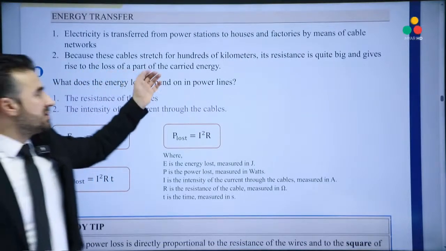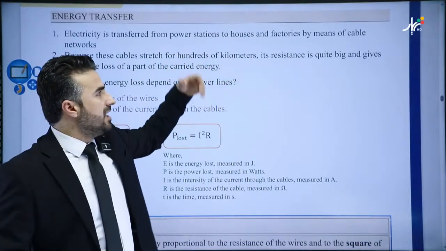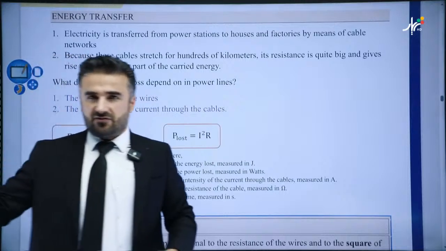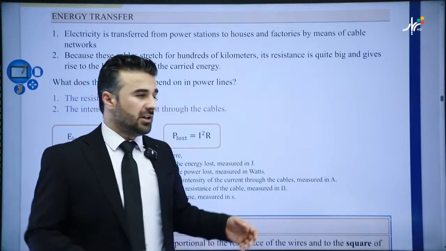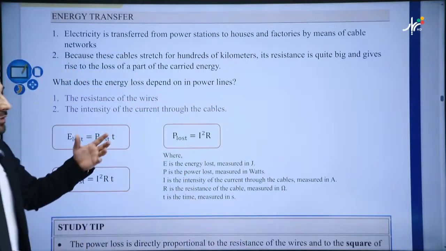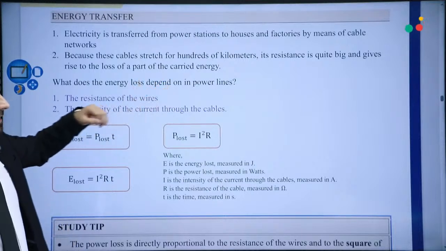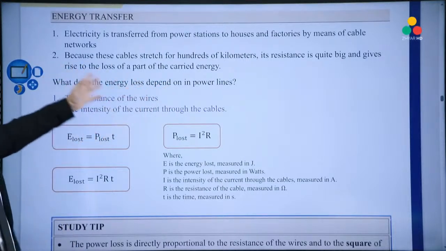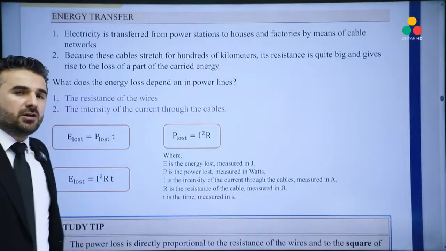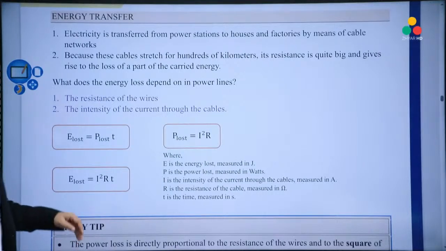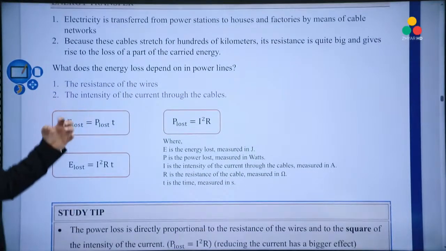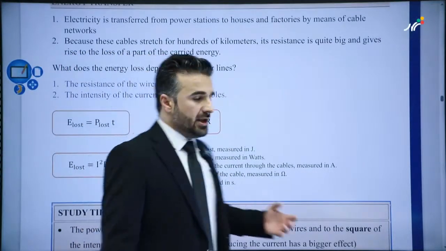Because these cables stretch for hundreds of kilometers, sometimes from one city to another city that are very far, these wires have resistance, which is quite big and gives rise to a loss of part of the energy that is carried. So what does the energy loss depend on in power lines?